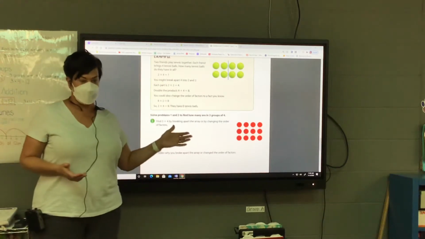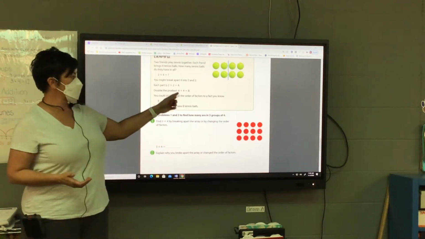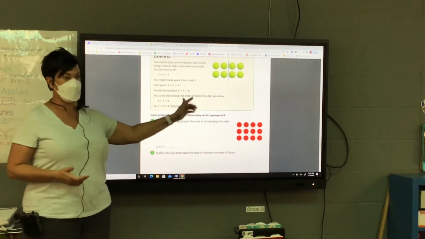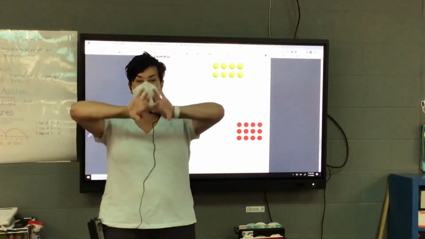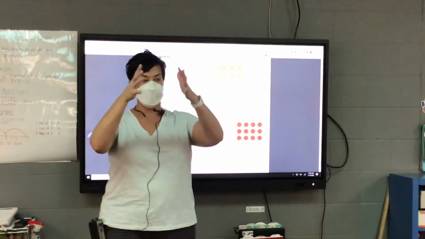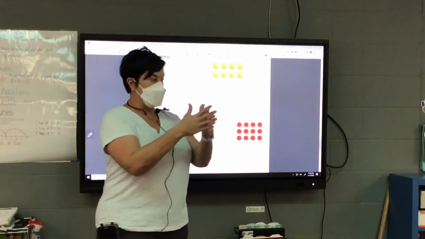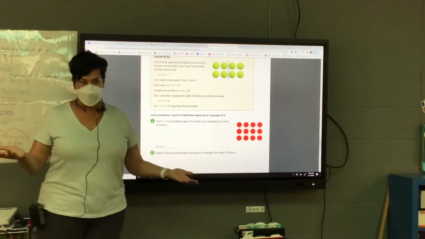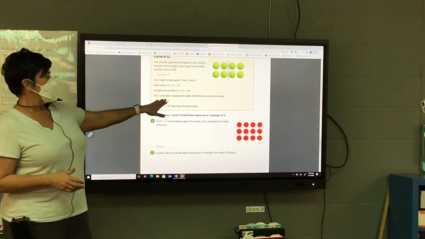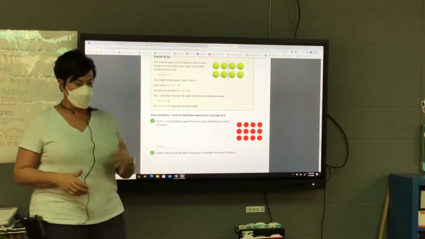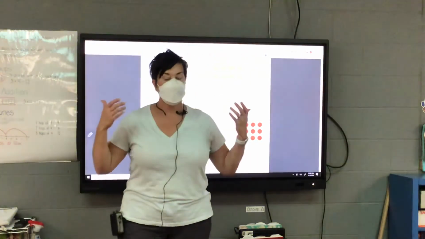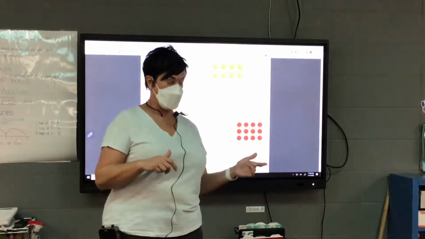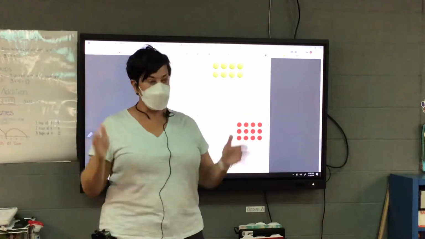Look at their next line here. Double the product. 2 times 2 is 4. 2 times 2 is 4. So we have 4 plus 4. Because remember, once we've broken it apart, what do we have to do with it? Add it back together. So 4 plus 4 equals 8. Therefore, 2 times 4 equals 8.